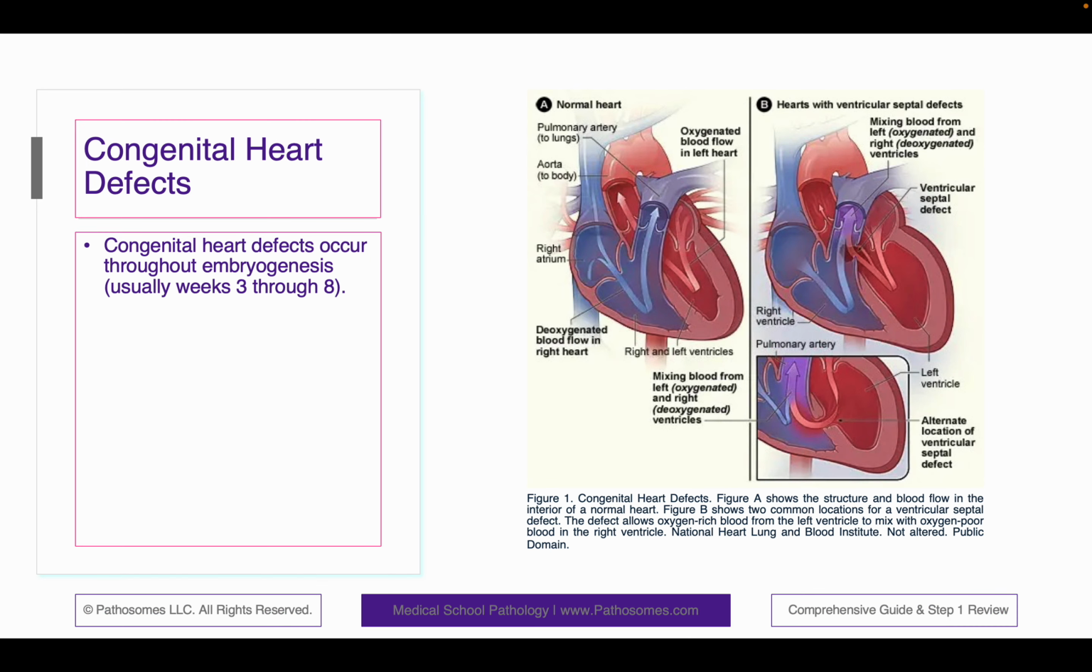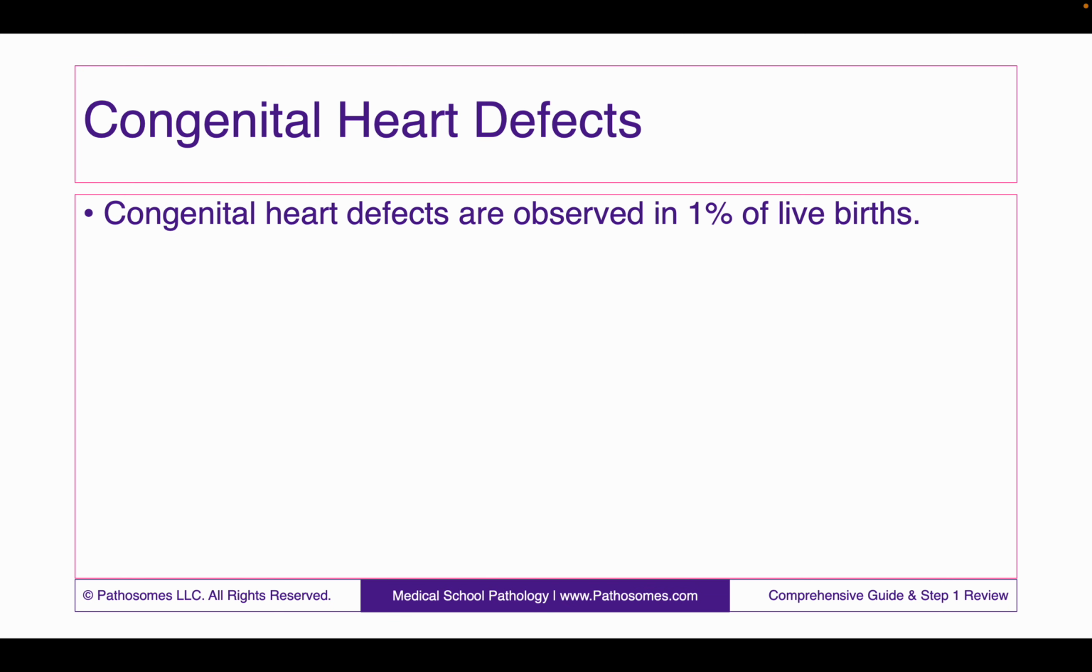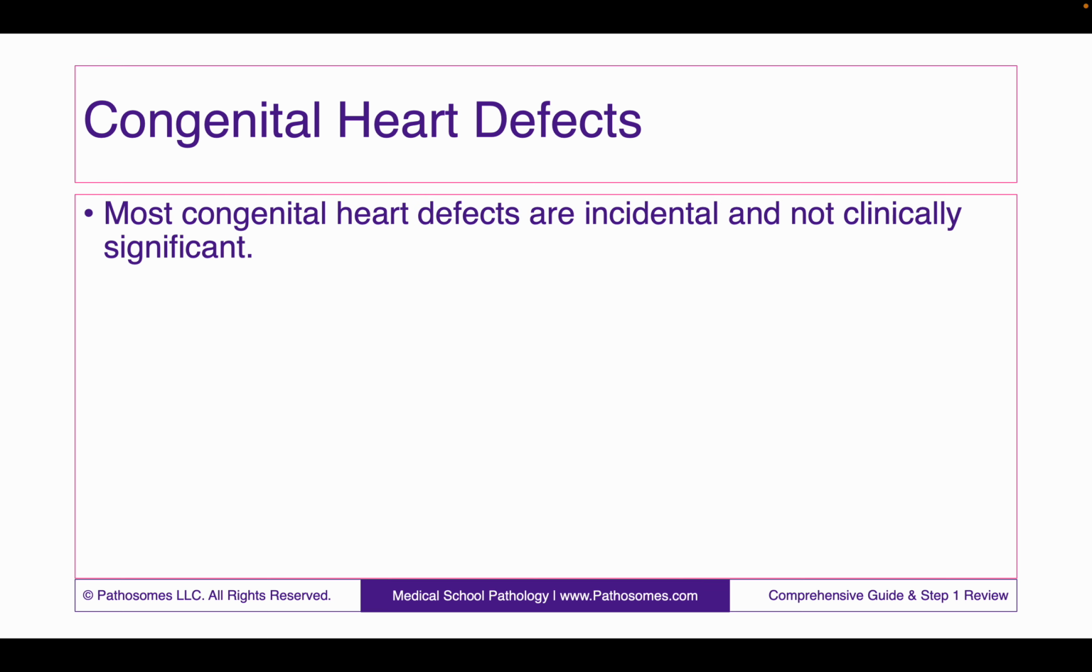So congenital heart defects. Congenital heart defects are congenital, hence they occur early on. How early? Well, in embryogenesis. Congenital heart defects specifically occur between weeks 3 and 8. They are observed in 1% of live births. And most congenital heart defects are incidental, not important, no big bad signs, right? Not clinically significant.